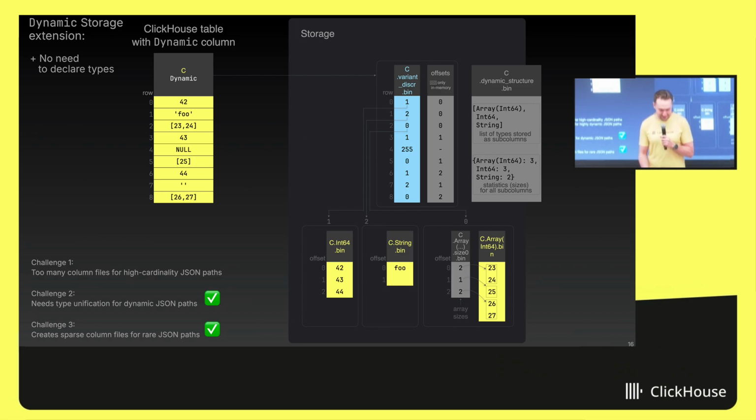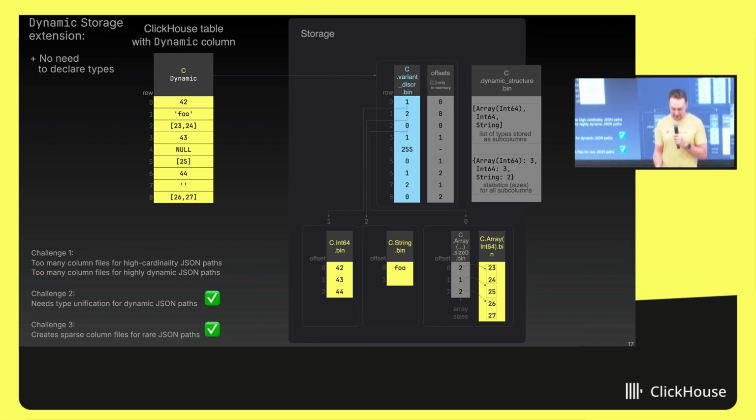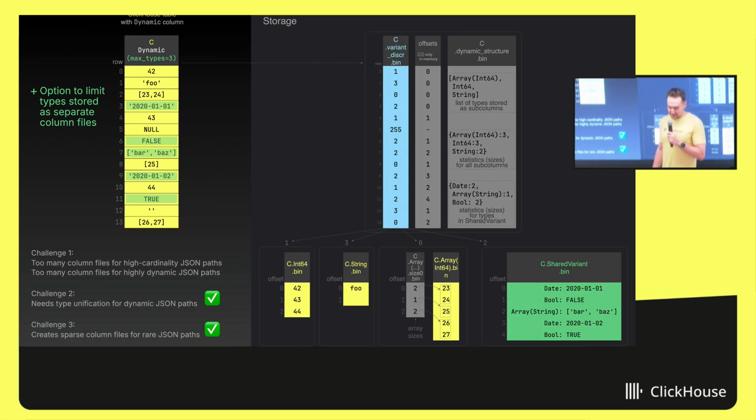And when there are too many different data types, we will stop creating separate files for them, and we will put the data into a shared subcolumn named shared variant. It will record all the rest. The popular data types, like the first 100, will be stored separately, and the rest will be stored in a shared data file. So it keeps the balance between the number of files and efficient storage, efficient reading of the data.